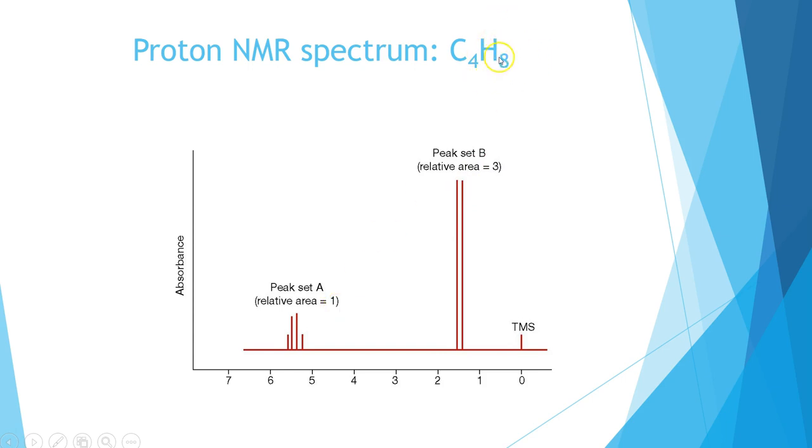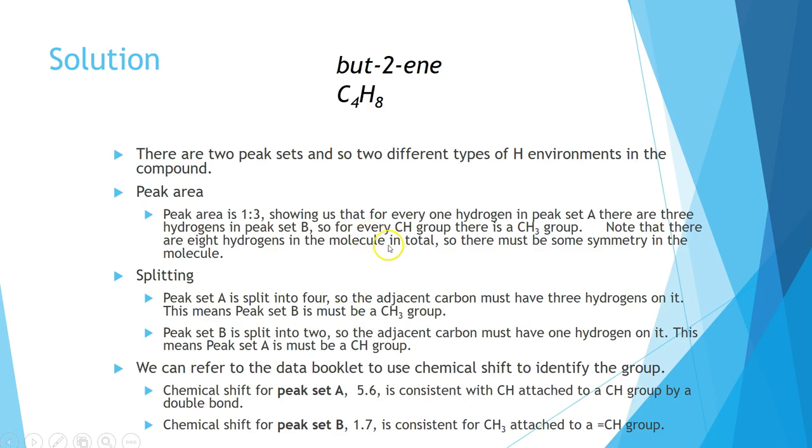I have 8 hydrogens to account for, which means I must have symmetry. C4H8 is an alkene's molecular formula, so I would suspect that we're looking at an alkene where we've got 2 methyl groups on either side of a double bond. So we're going to have bute, and it's going to be an ene. In order to get the symmetry, it would need to be bute 2-ene. So let's have a look at our solution.